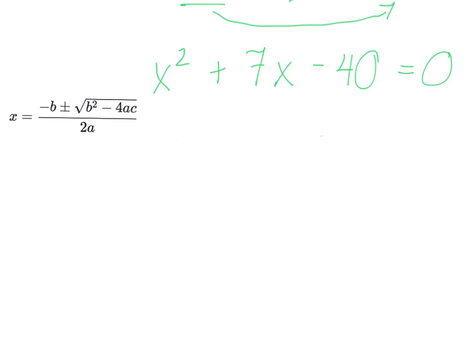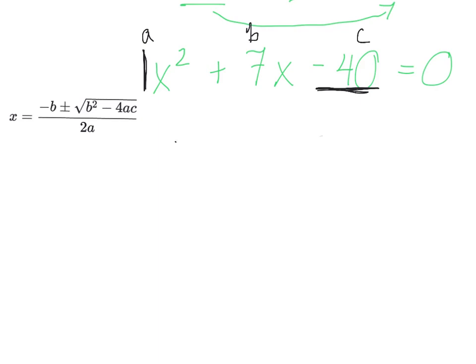So I placed the equation over here on the left to help us out, but what I'm going to need to identify is my a, b, and c. So remember, there is a 1 in front of this x, that's my a. My b is going to be positive 7, and my c is going to be negative 40. Remember, it's that whole thing. So now I just need to go through and plug them into my equation.